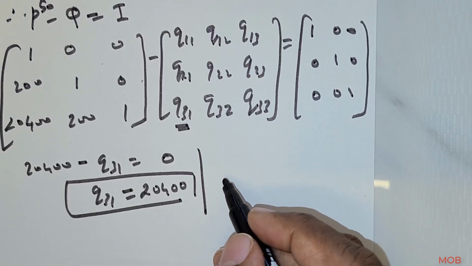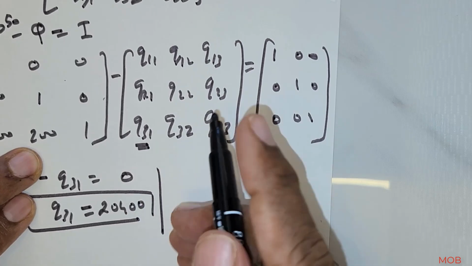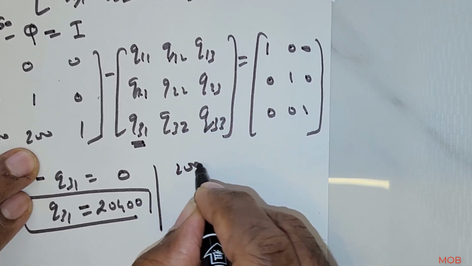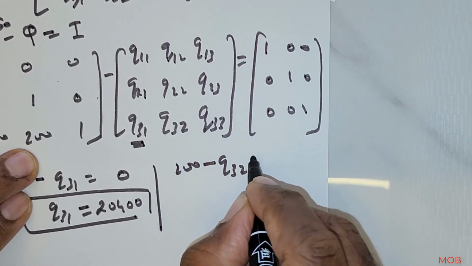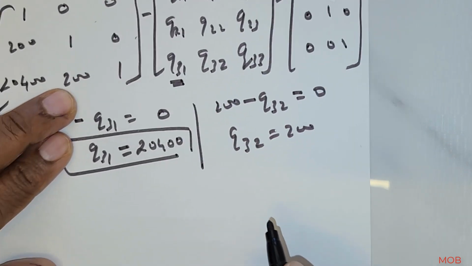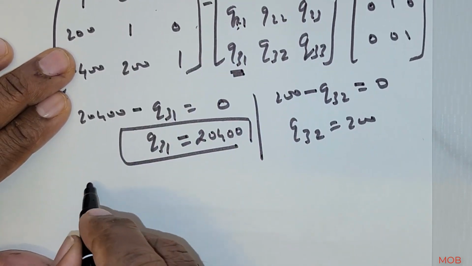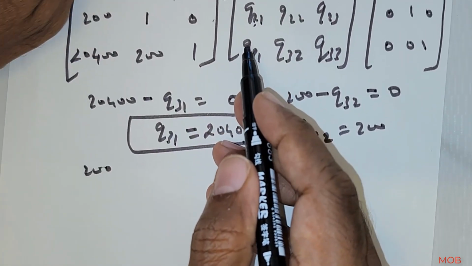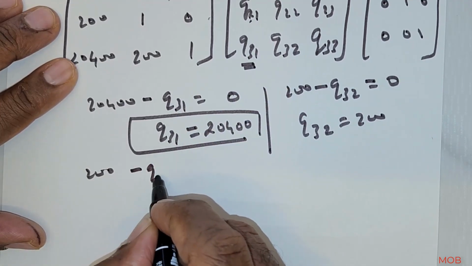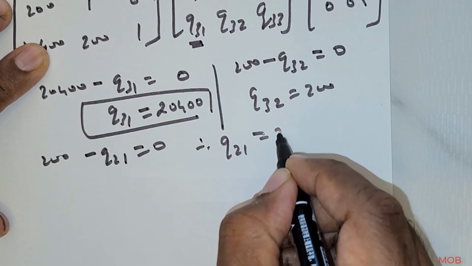Next they want us to find Q32. Now Q32 is over here. So it's going to be 200 minus Q32 is equal to 0. So Q32 is equal to 200. Next we have to find Q21. So 200 minus Q21 is equal to 0. Therefore Q21 is equal to 200.